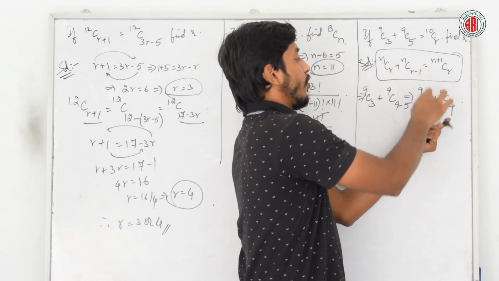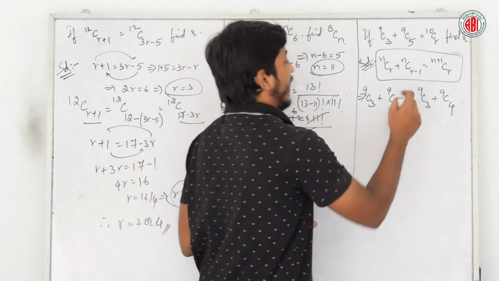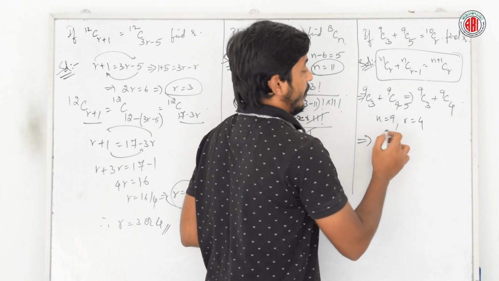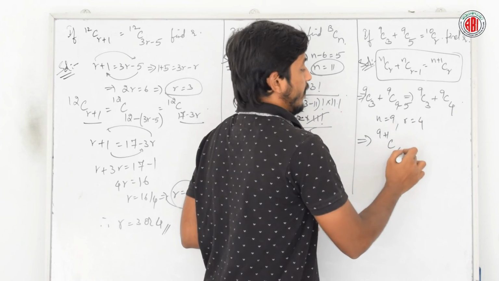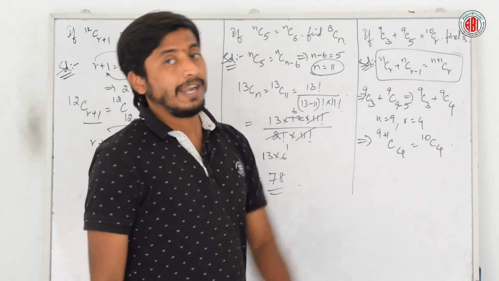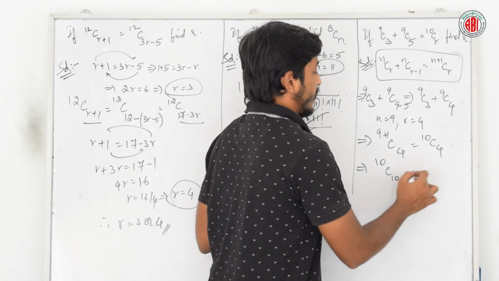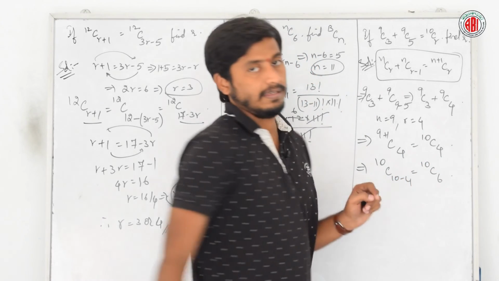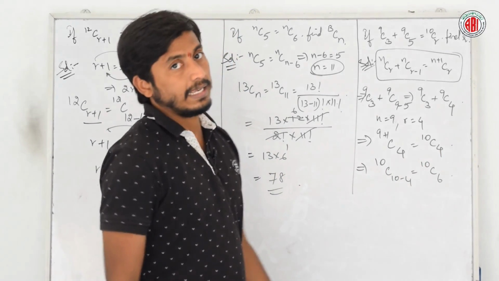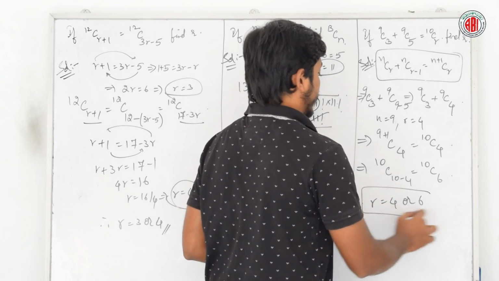So now let us use the formula here. nC4 plus nC(4 minus 1), that is 3. So what is n here? n is 9, r is 4. So the formula will be 9 plus 1 C4, which is 10C4. Is it okay? And not only that, we can write this as 10C(10 minus 4), that is 10C6. So what could be the values of r? r can be either 4 or 6. Therefore r is 4 or 6.